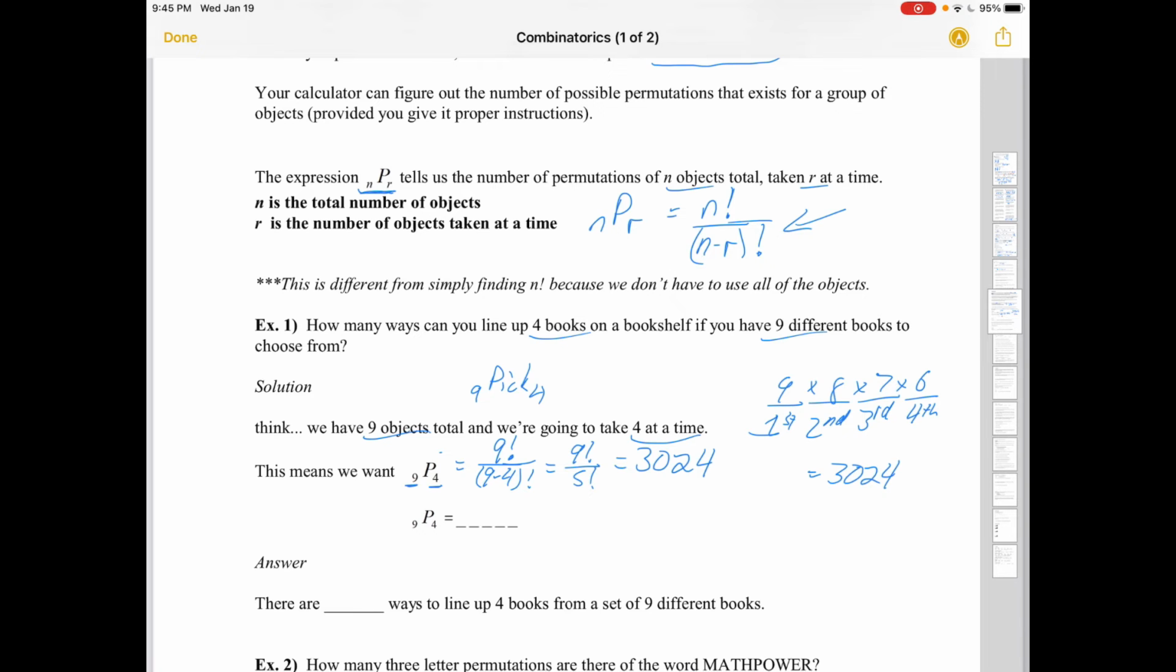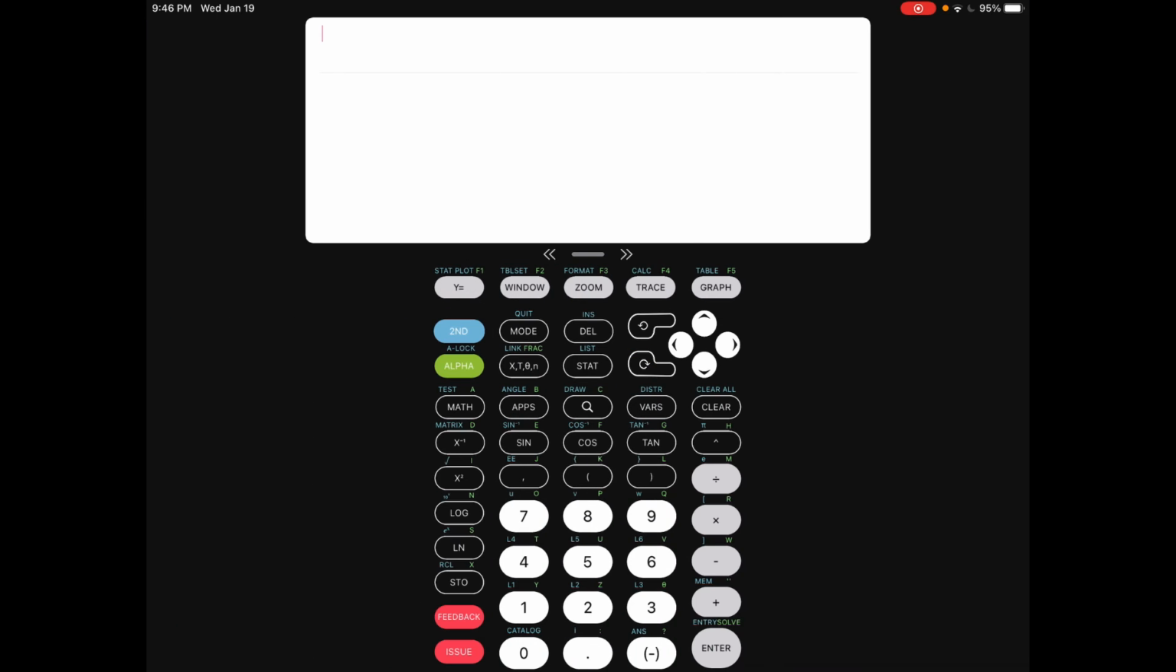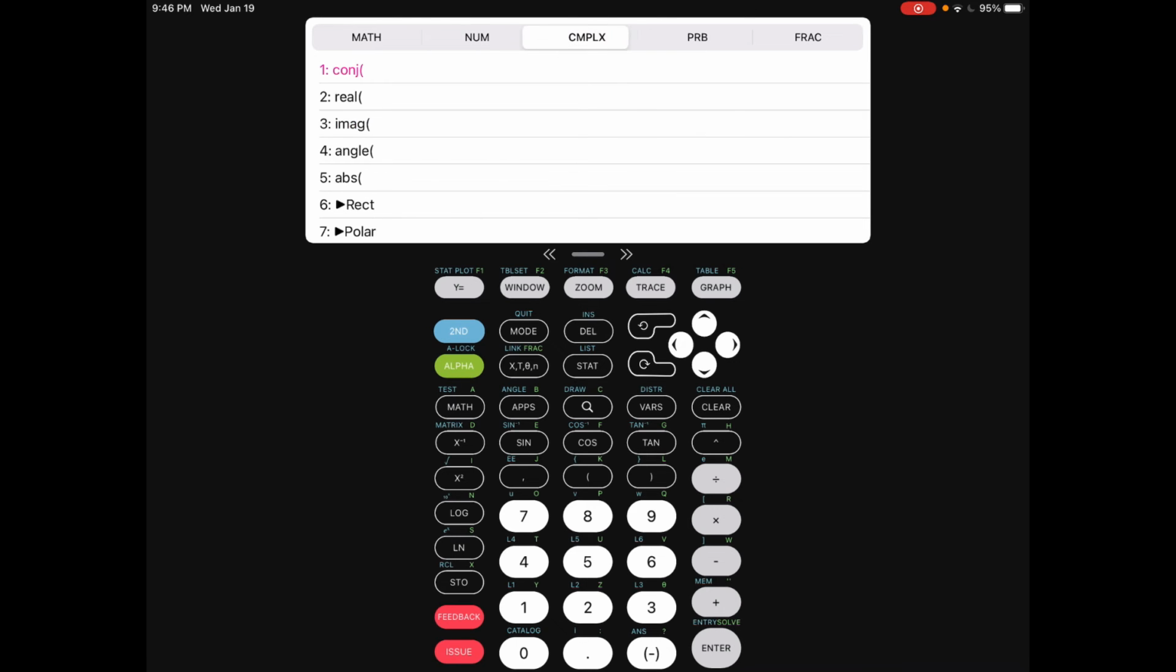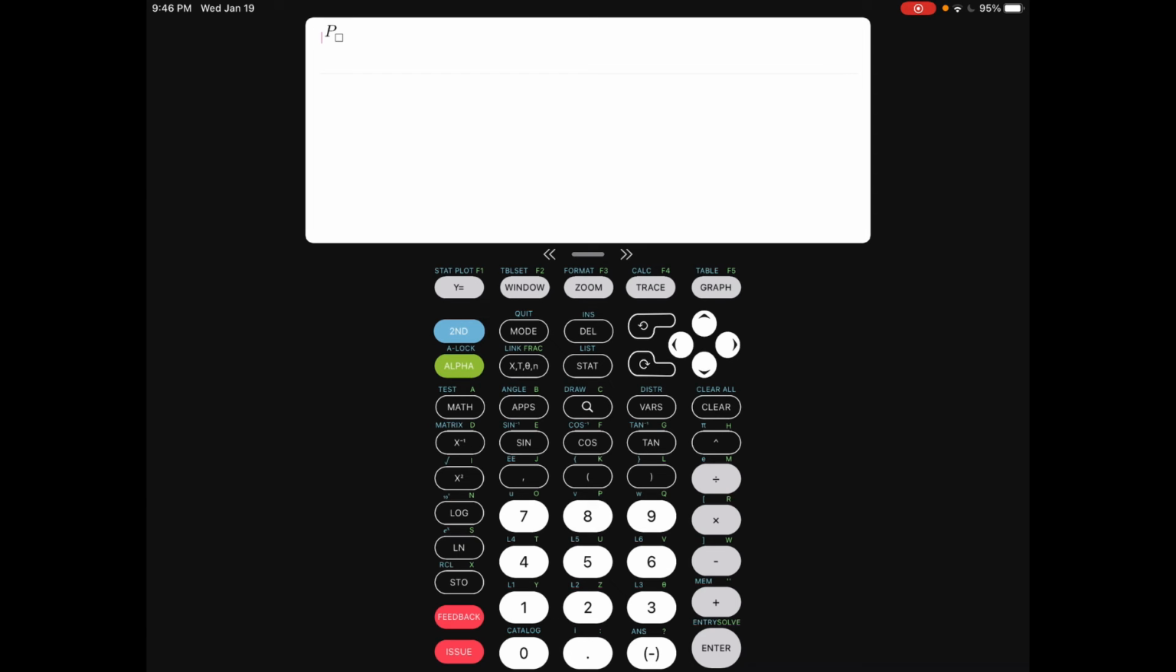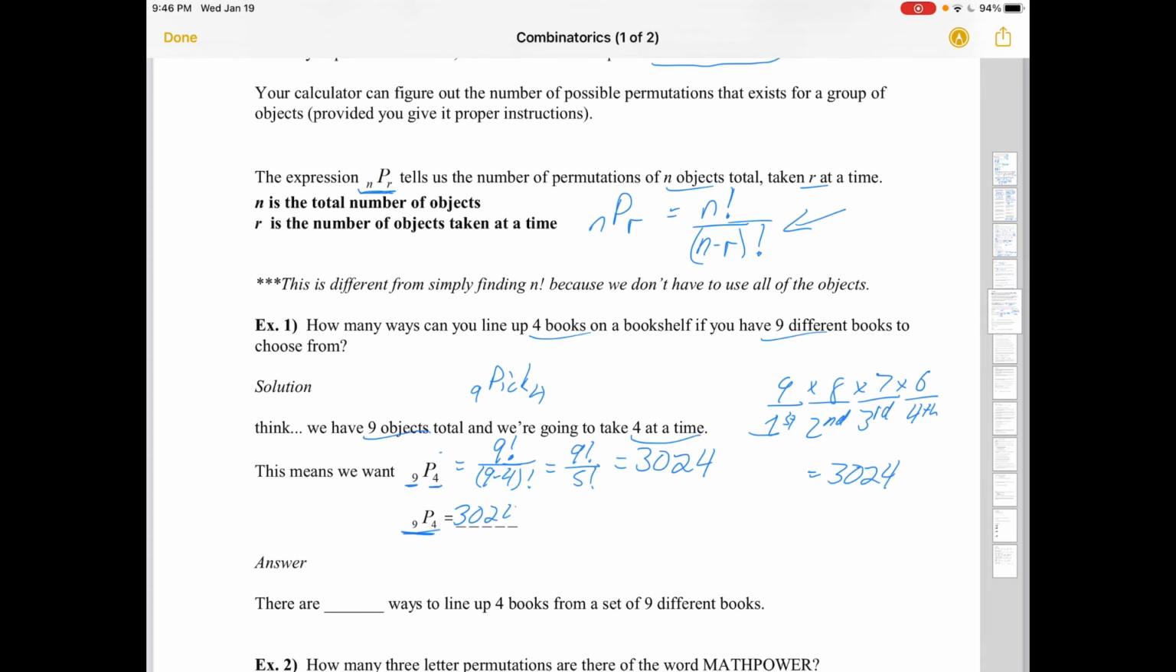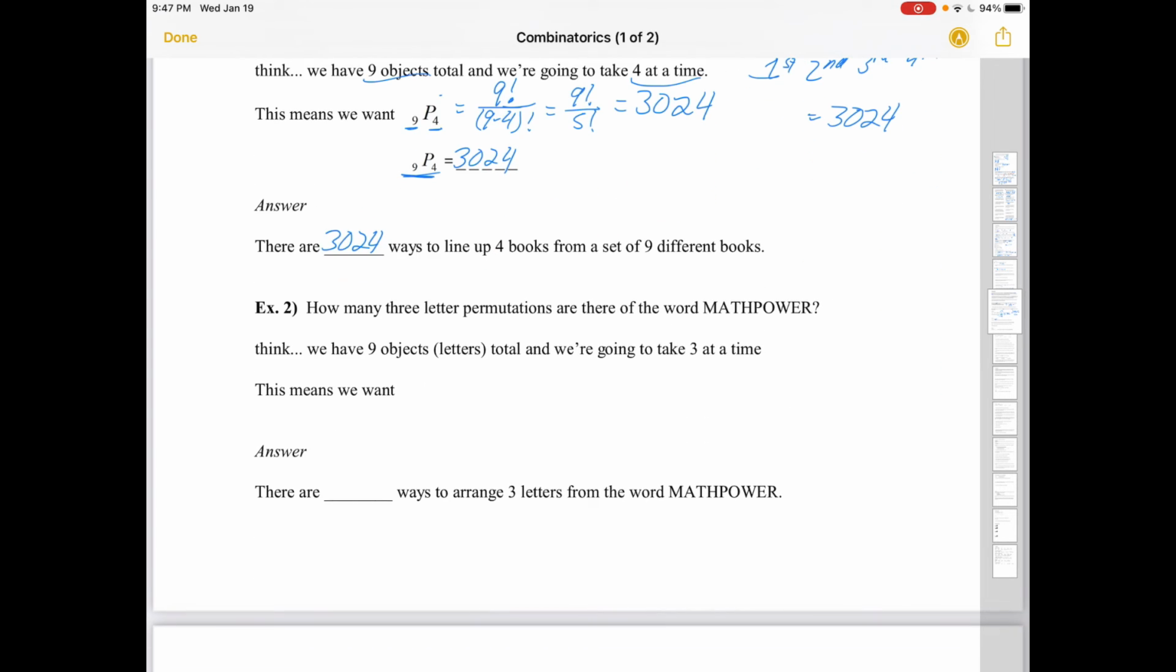Now, what is slick, though, is to use just the permutation button on your calculator. The permutation button will be in a different place depending on your calculator. For me, it's under Math, PRB. And you can see number 2 there is nPr. So I need to tell it 9P4. You may have to type the 9 before choosing this. And then just hit enter or equals, and it will just work it out for you. All scientific calculators should have an nPr button. So that's pretty slick. There are 3024 ways to line up 4 books from a set of 9 different books.